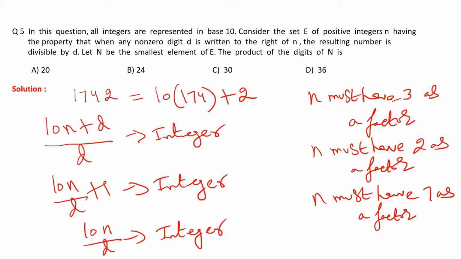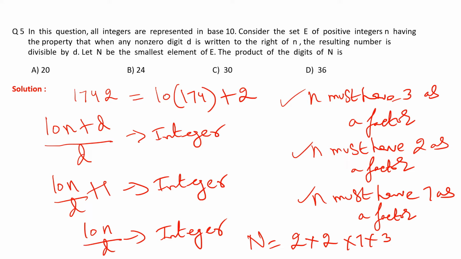So it means that capital N, which is the smallest possible value of n, now must have 2 into 2. That means 2 must be present 2 times into 7 into 3. I have used all of 3 of them, and one more 2 I have attached, because now I have to make 10 and divisible by 8.